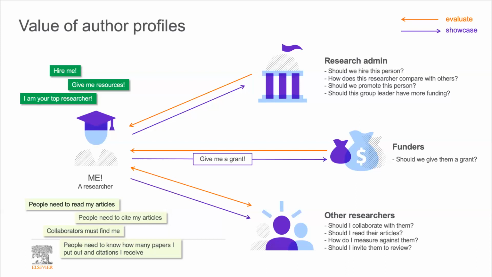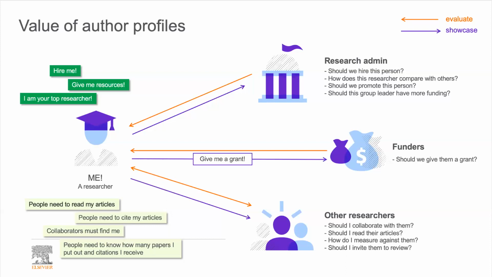So from a research administration perspective, if you want to be hired, you want to showcase why you should be hired. You want to separate yourself and show how you compare with others, how you should be promoted, and how you can get more funding to pursue the projects you're looking to get. You're also looking to get grants. And you will want to convince funders of what you have done to achieve results, to convince them to give you the grant for your research, because you need to showcase and highlight the good work you have done.